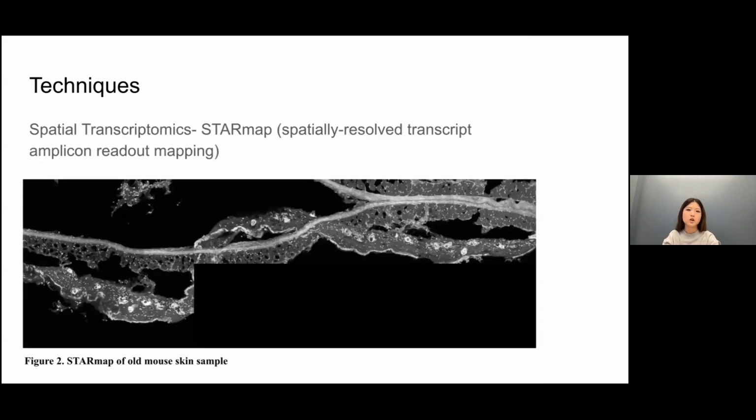Next, we use STARmap for the spatial transcriptomic technique. STARmap stands for Spatially Resolved Transcript Amplicon Readout Mapping, and it is a cutting-edge technique that we use to map gene expression in 3D at single-cell resolution, especially in complex tissues like the lung and the skin. First, we start by embedding the tissue in a hydrogel, and this is important because it preserves the RNA molecules inside the cells and keeps everything in its original position for sequencing.